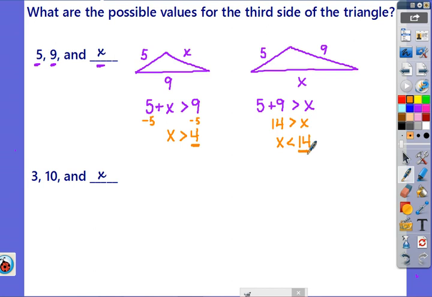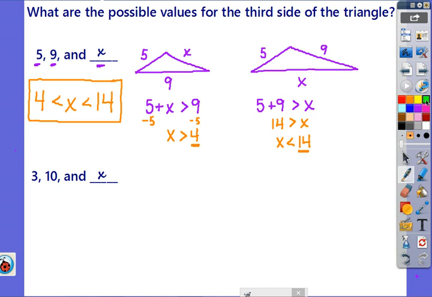So my final answer would be anything between 4 and 14 would work. A 12 would work. An 8 would work. There's lots of different possibilities. An 8.5 would work. Any length that's between 4 and 14 is going to work. And so that's how you would write that. You say 4 is smaller than x, and x is smaller than 14. That's how you write anything between 4 and 14.